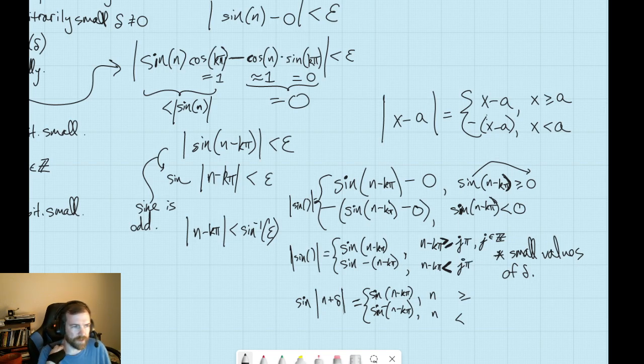And again, as long as this is small values of n minus k pi, as long as these are very small numbers, then we're going to end up with n being, in the top case, greater than or equal to k plus j, parentheses pi, which is just an integer. And then n is less than k plus j pi.